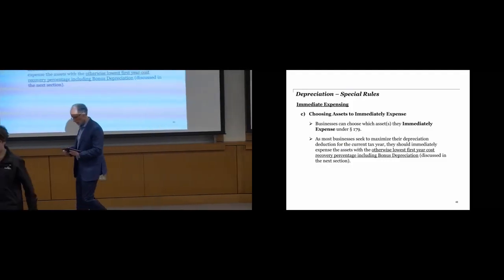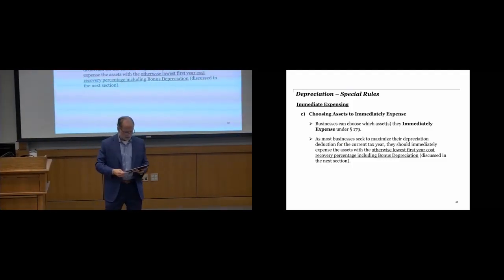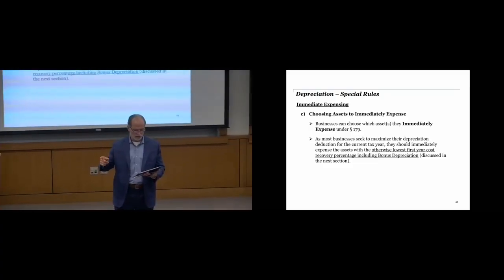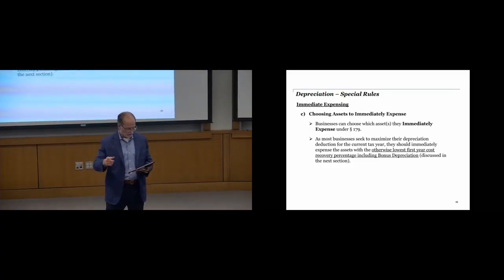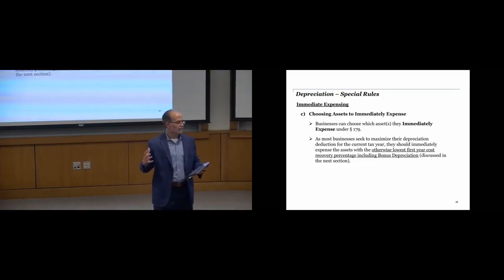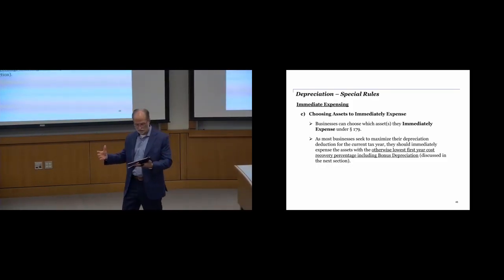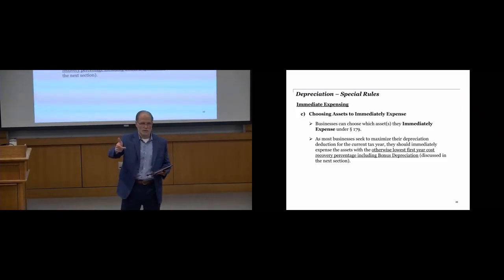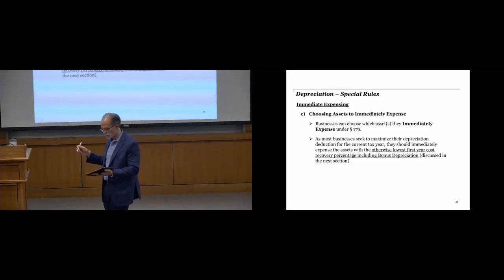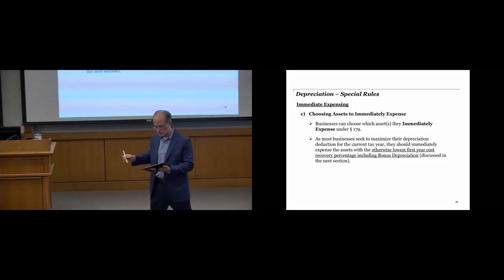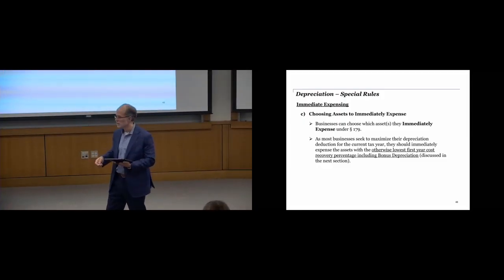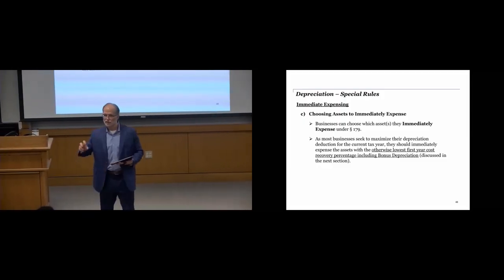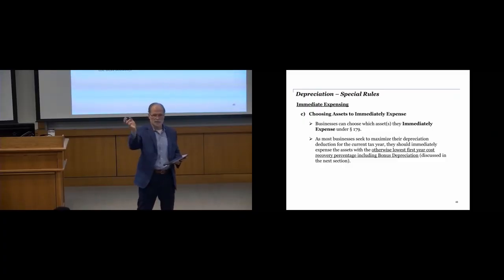Okay, choosing assets to immediately expense. You can choose which assets you immediately expense under 179. So most businesses, profitable businesses, tax-paying businesses, are seeking to maximize their depreciation deductions. They want to have lower taxable income, pay less tax. They should immediately expense the assets with the otherwise lowest first-year cost recovery percentage, including bonus depreciation discussed in the next section.